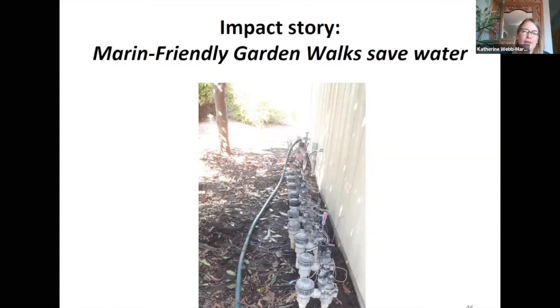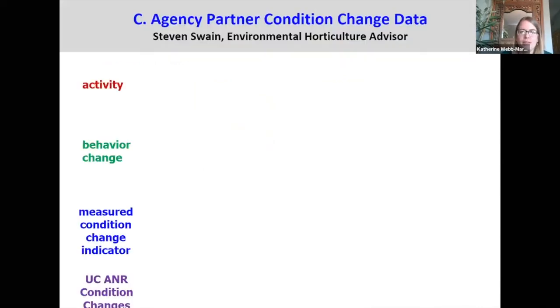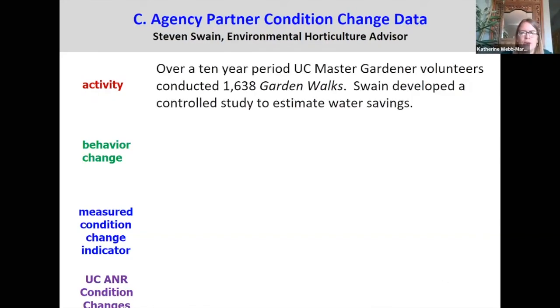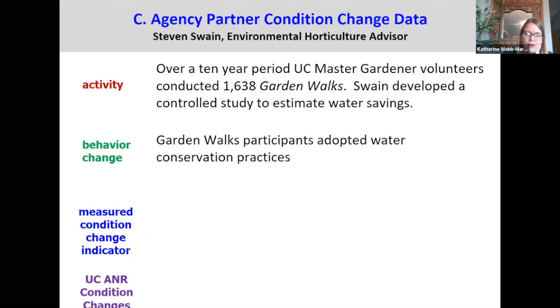This is the program, Marin Friendly Garden Walks Save Water. As you see, a C at the top there, this is where Stephen Swain, environmental horticulture advisor, was able to use data from their agency partner to have actual condition change data for the story. This was a program that went on for a long time and was in close partnership with the water district. So, over a 10-year period, Master Gardener volunteers conducted all these garden walks. That was the intervention. And they developed this study to estimate water savings. The point was for people to be adopting water conservation practices.